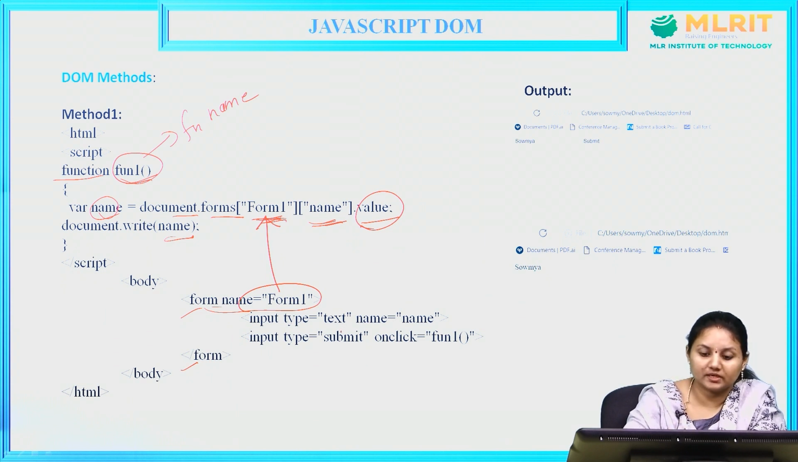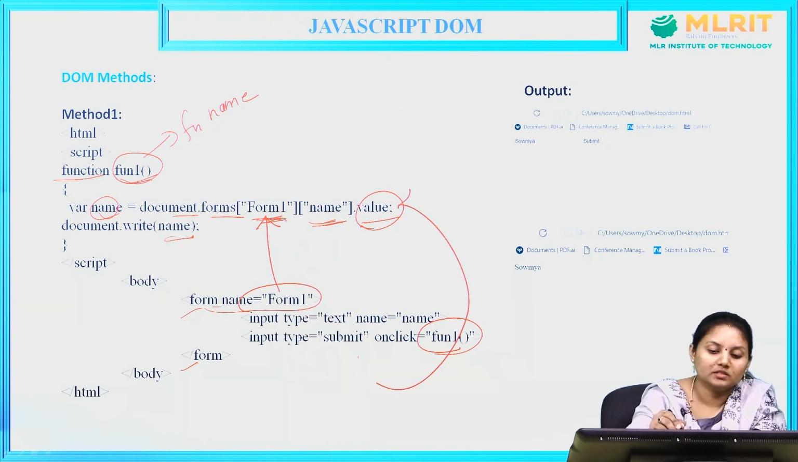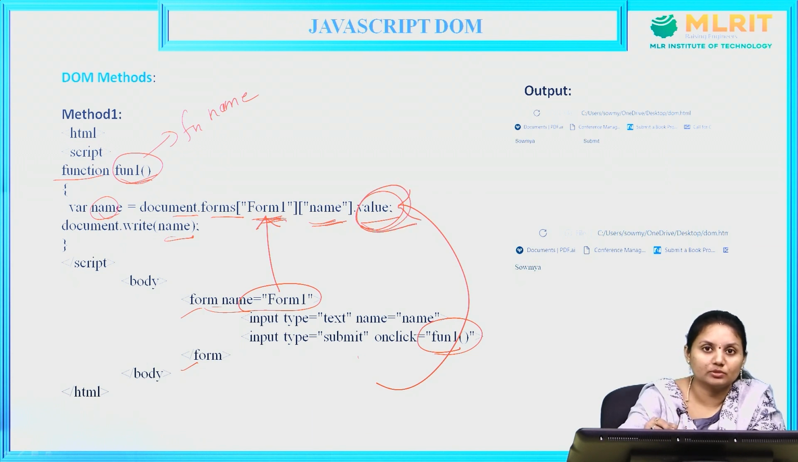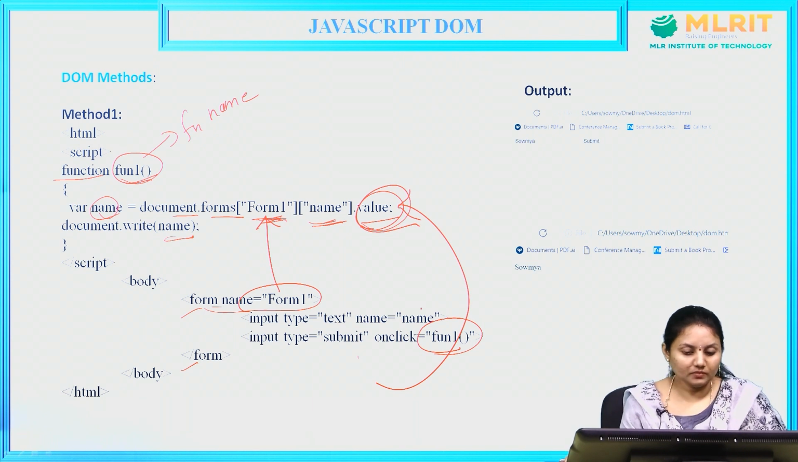Input type is text, name is name. Input type equal to submit, onclick function. So when you are clicking on the submit button, what is being called? Your function will get called. So when a function is called, what happens? This has to be displayed. So let us see here how it will work.